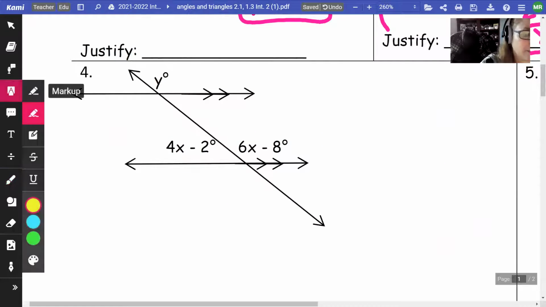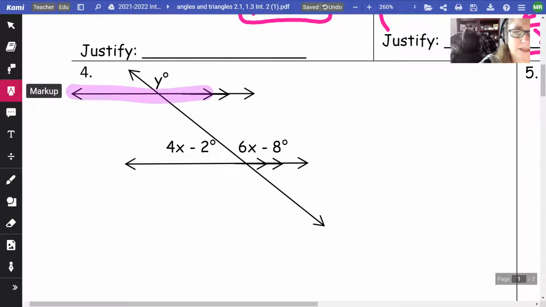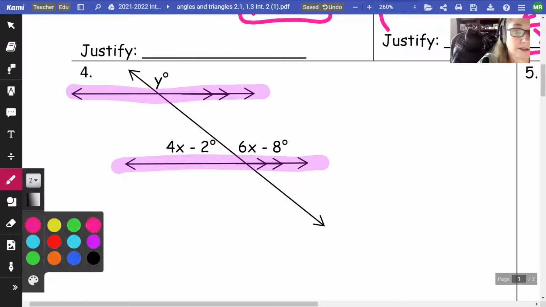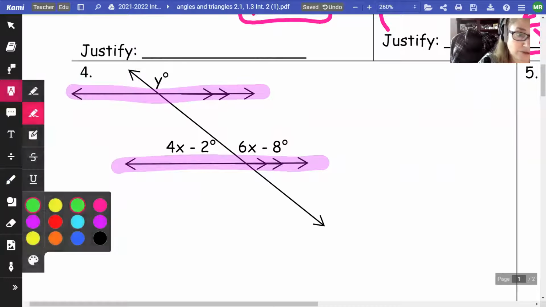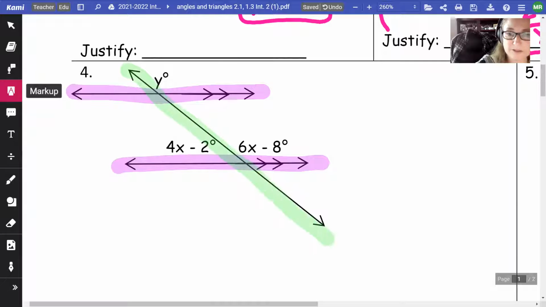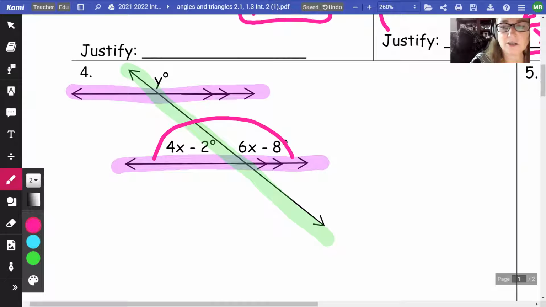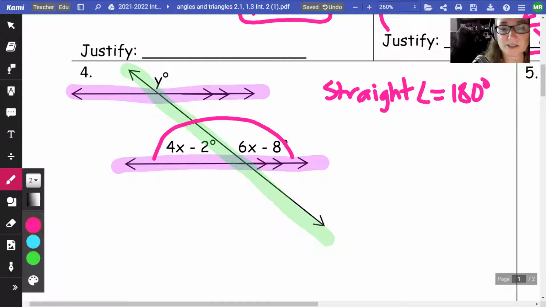Again, I have parallel lines cut by a transversal. So I have that happening. But within this, you'll notice that I have a straight angle here. These together form a line. So because these are going to be a straight angle, that means they're going to add to 180 degrees together.